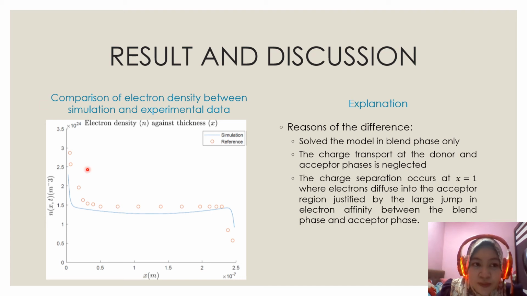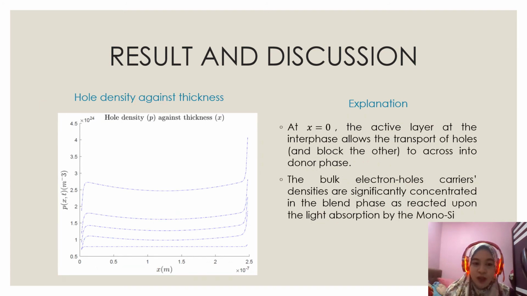For the section on hole density against thickness, when x equal to 0, the active layer at the interface allows the transport of holes and blocks the other from crossing in the donor phase. The bulk electron and hole carrier densities are significantly concentrated in the blend phase as a result of the light absorption by monosilicon.